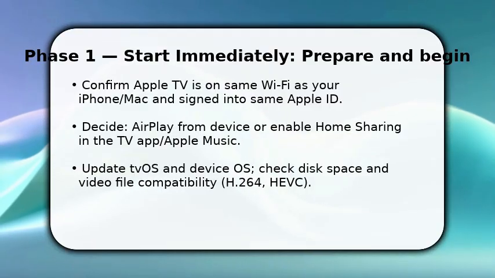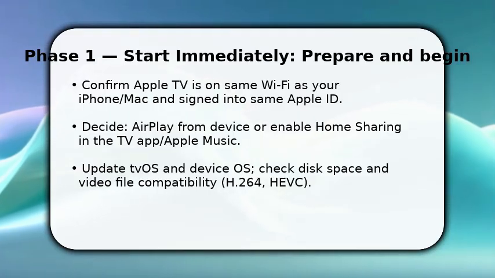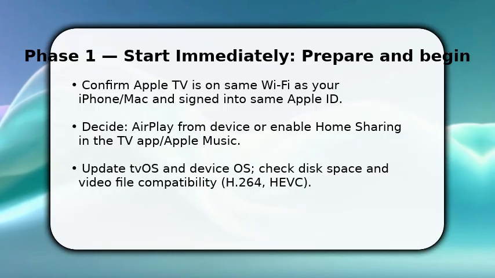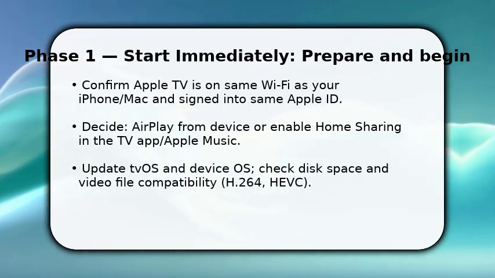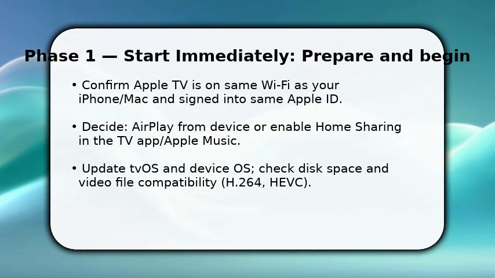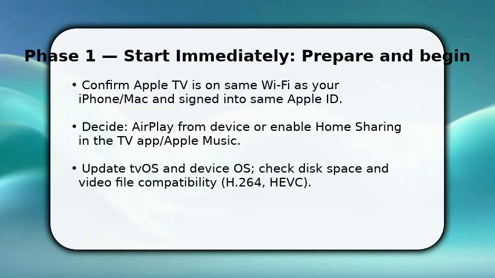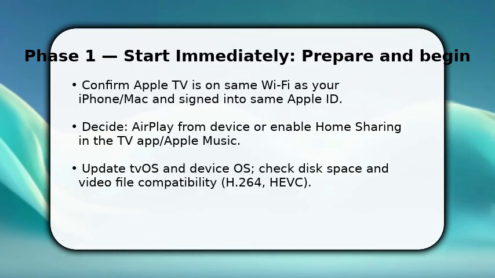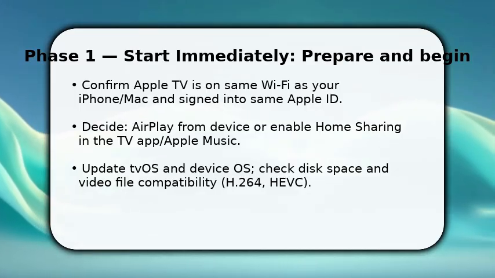You already have what matters: an Apple TV, a source device, and Wi-Fi. Turn on Apple TV and sign into the same Apple ID on your iPhone or Mac. This lets AirPlay and home sharing work. Next, update TV OS and your device OS so codecs match, and enable home sharing in the TV or music app if you plan to stream from a computer. Once done, open the video on your device and get ready to send it.